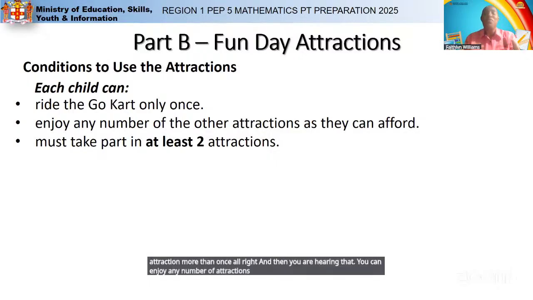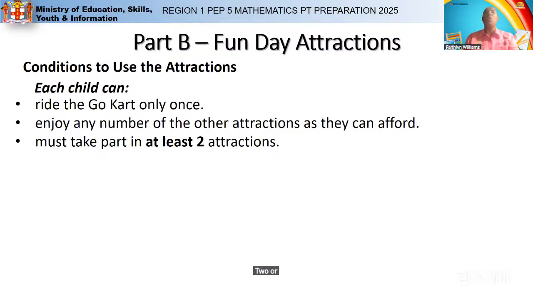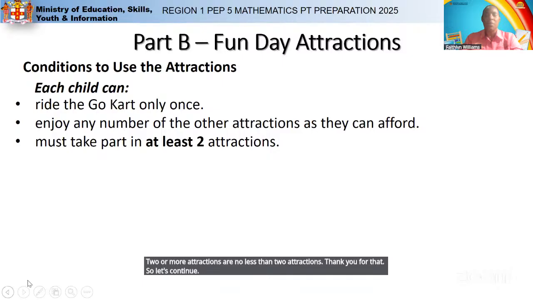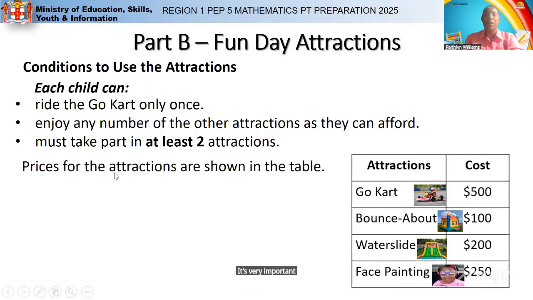That would have been a giveaway. And point 3, or bullet 3, says at least 2 attractions: 2 or more attractions, or no less than 2 attractions. Thank you for that. So let's continue. It's very important that we understand the context.